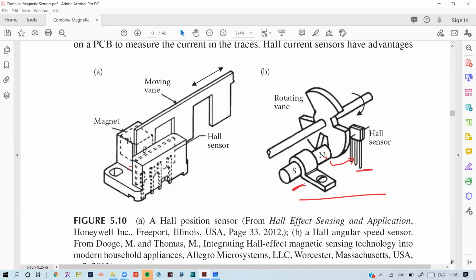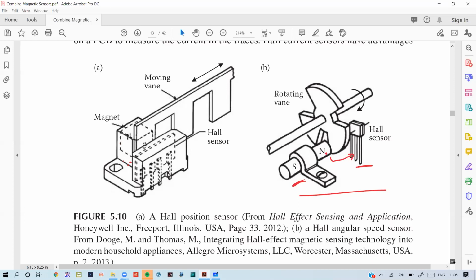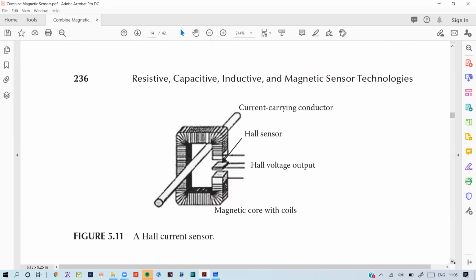Now the another one is the Hall current sensor. This is a Hall current sensor. Now what is actually done here?